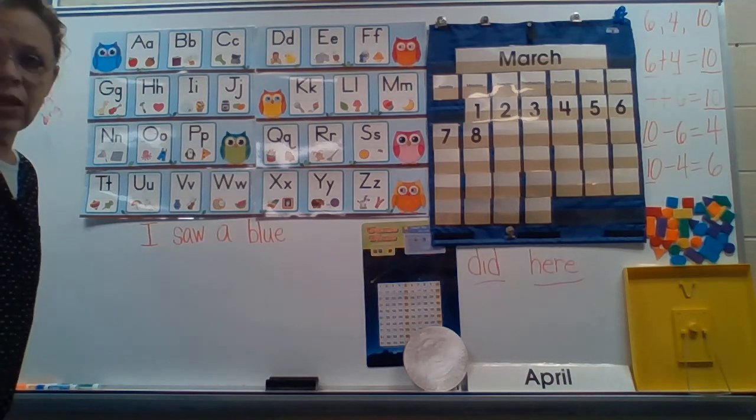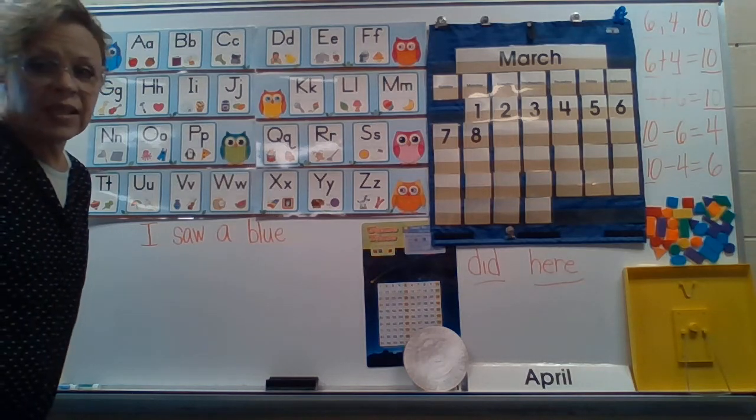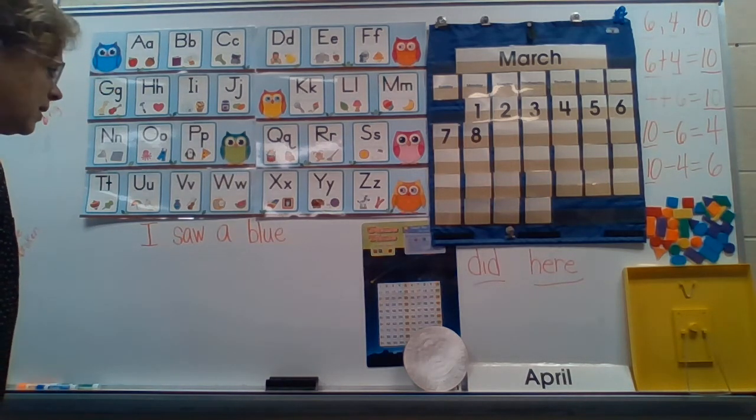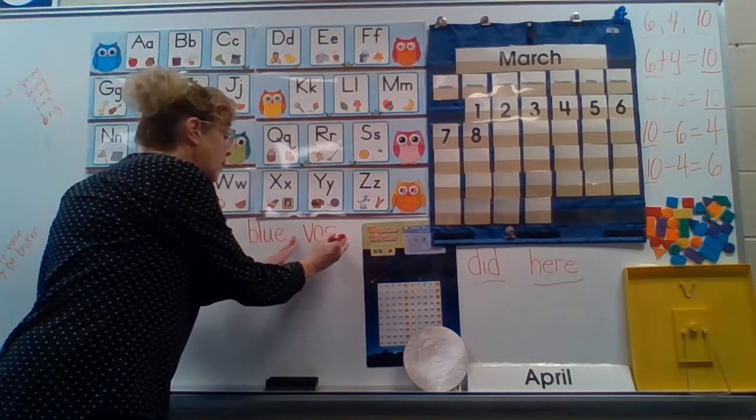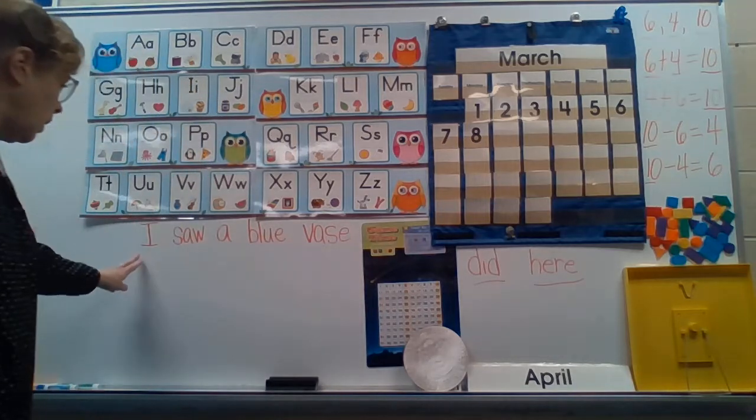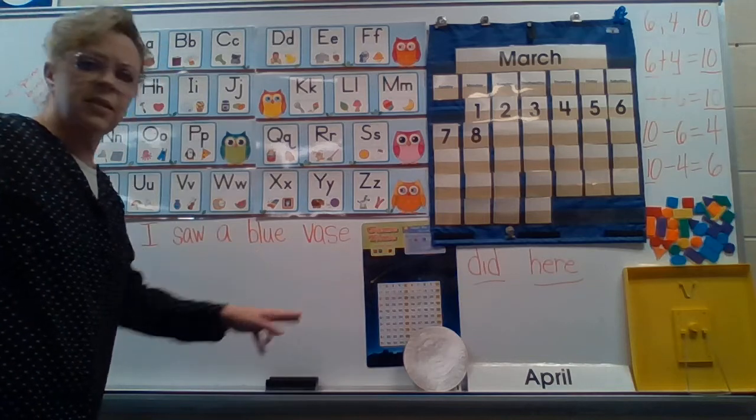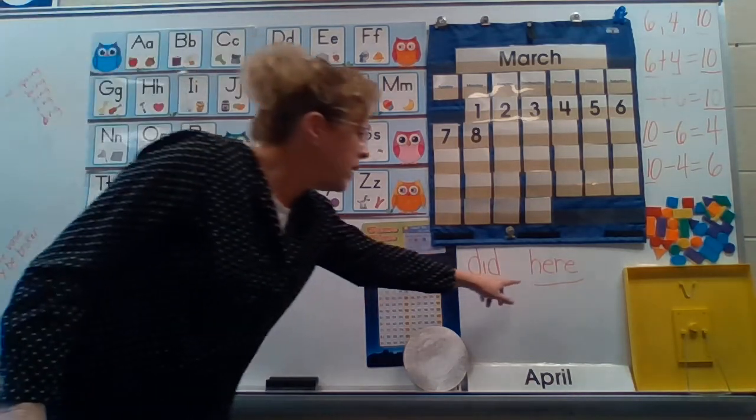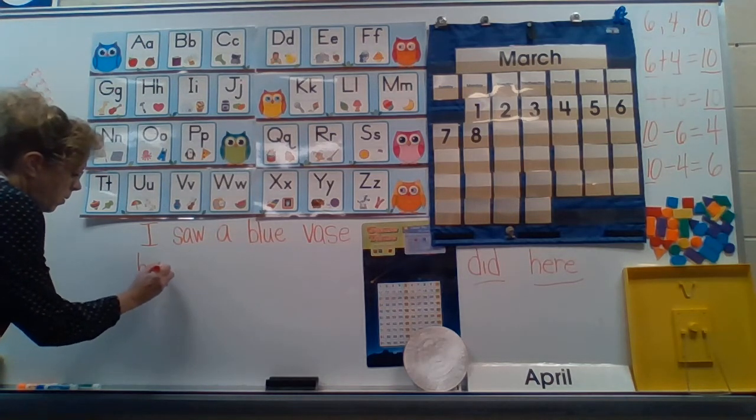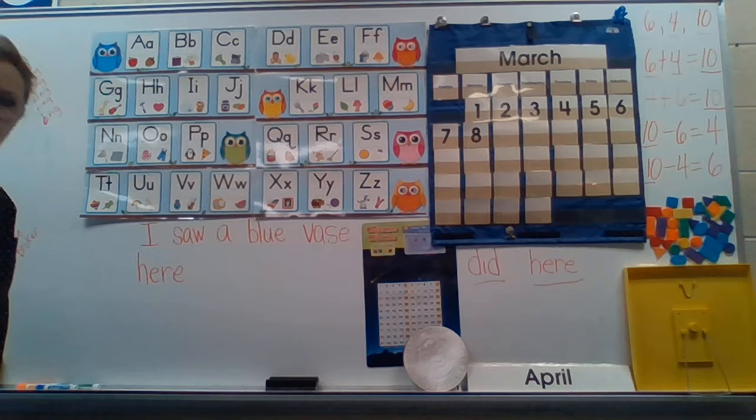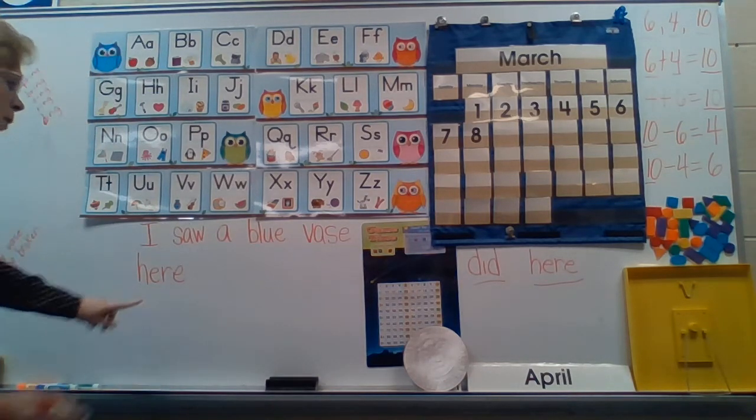Then I'm going to use a V word. Okay, we had V words last week. Vase. V-A-S-E. I saw a blue vase. Then I'm going to write my new sight word here, H-E-R-E. I saw a blue vase here. I'm going to put a period there.